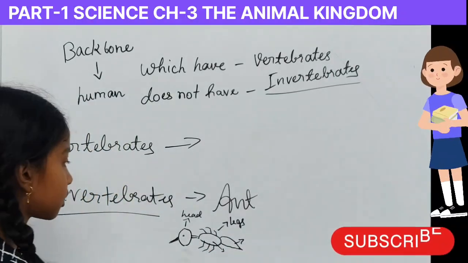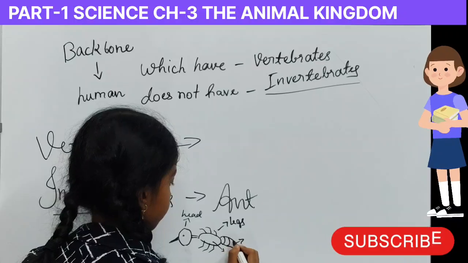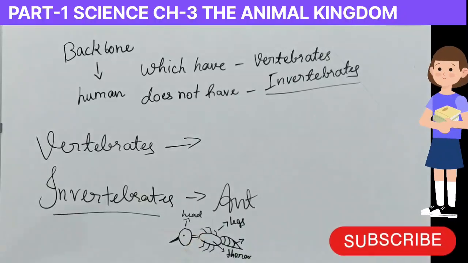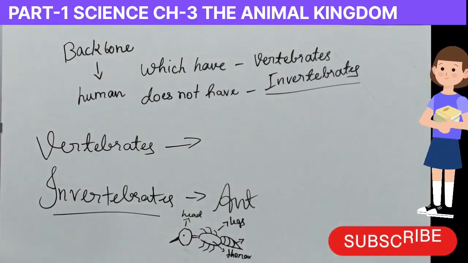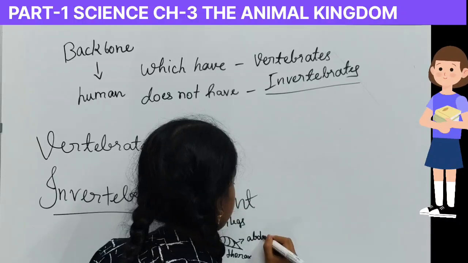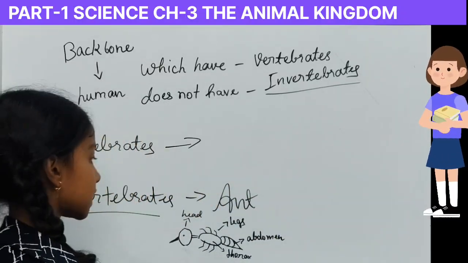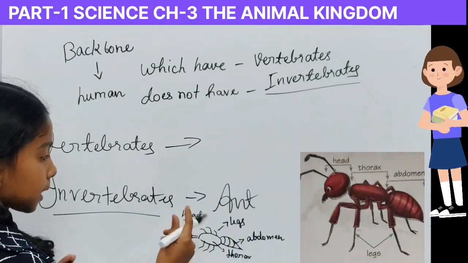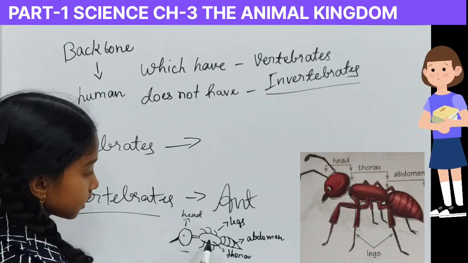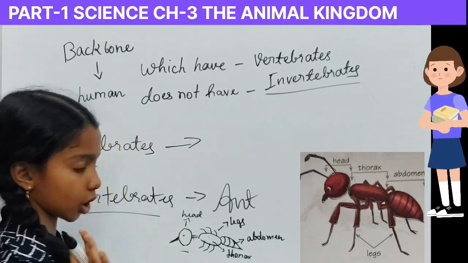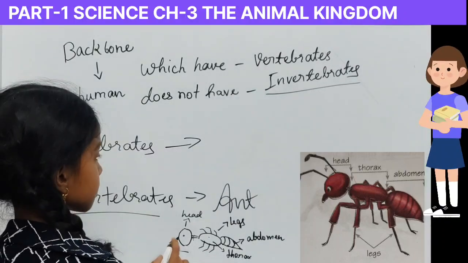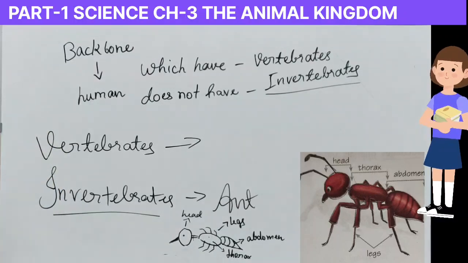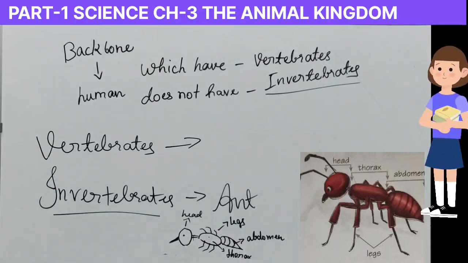What are these two? This part is known as the thorax. And this part is known as the abdomen. You can see here, same like this in the picture: this is the head, these are the legs, this is the abdomen, and this is the thorax. So these were some parts of the ant. The ant is an invertebrate.